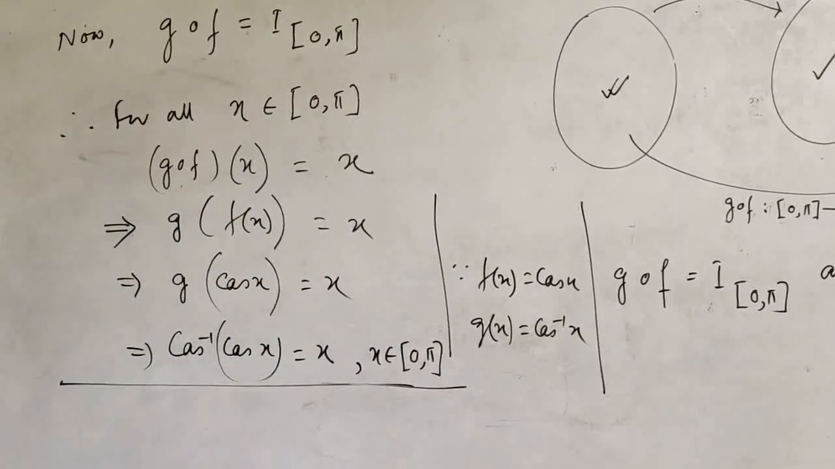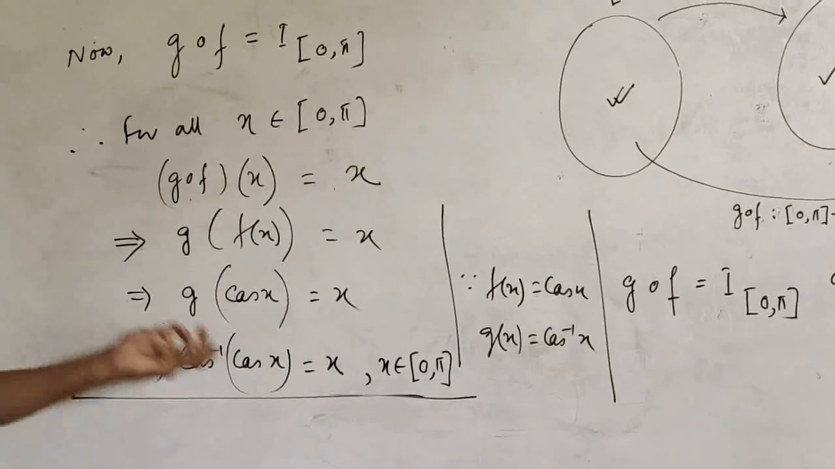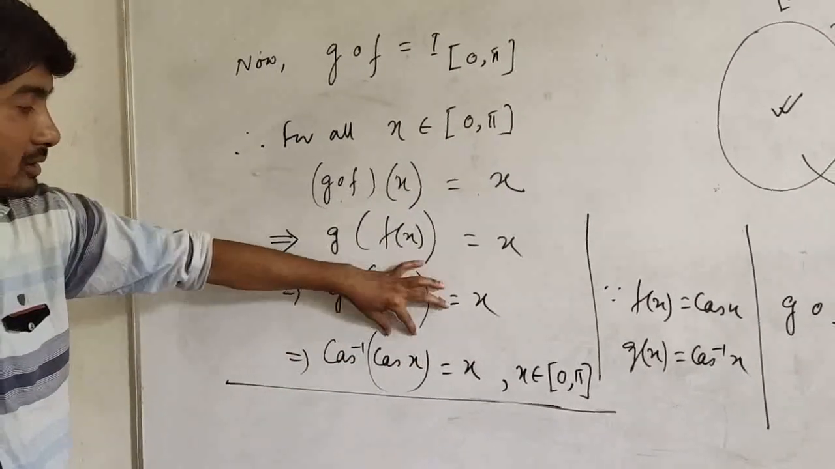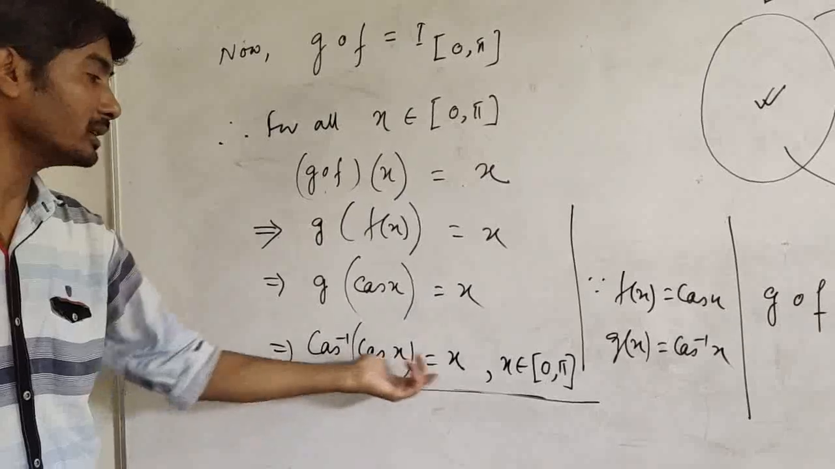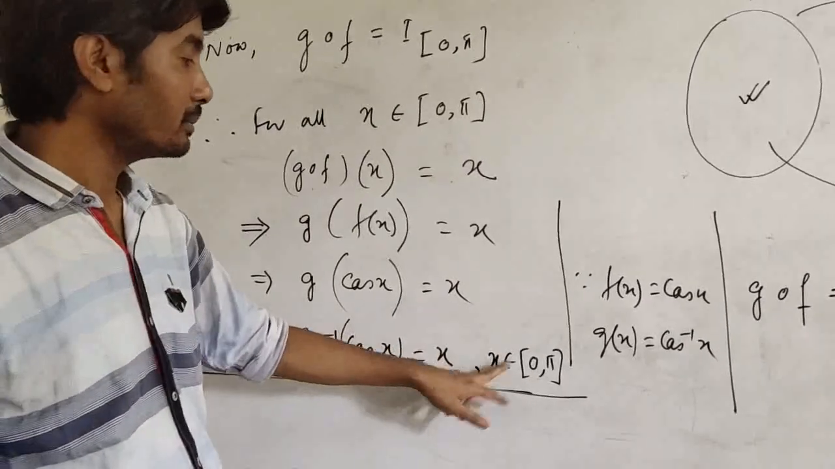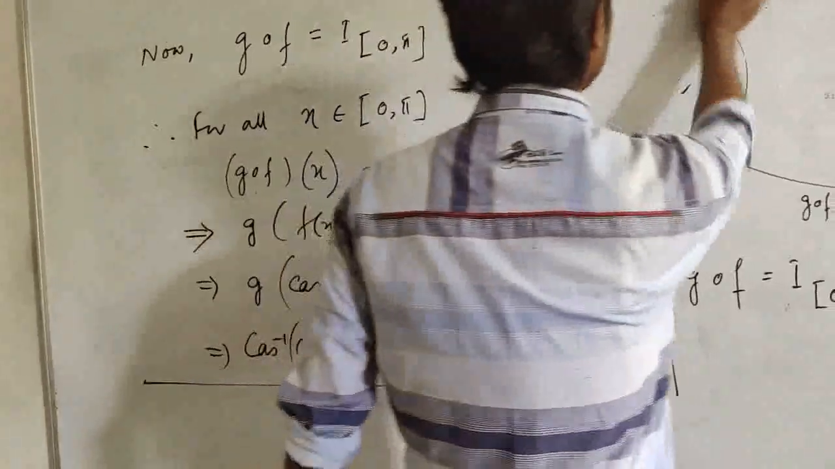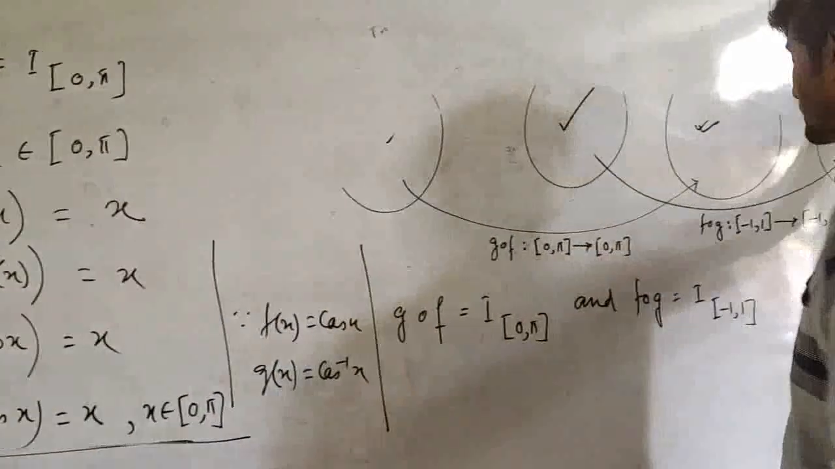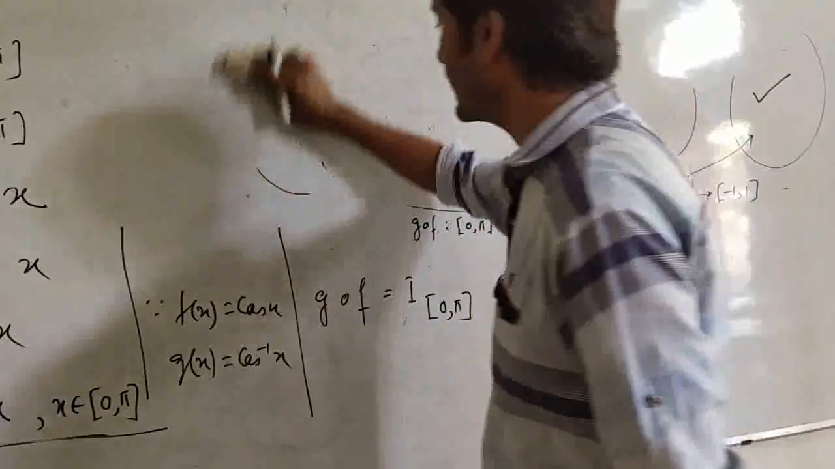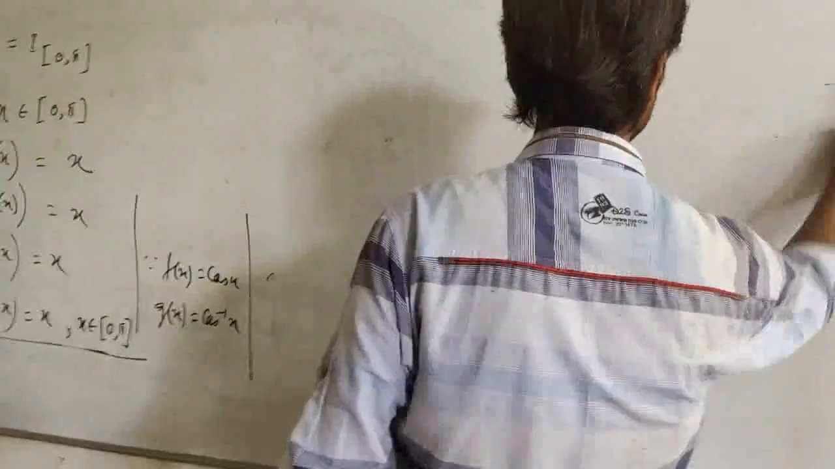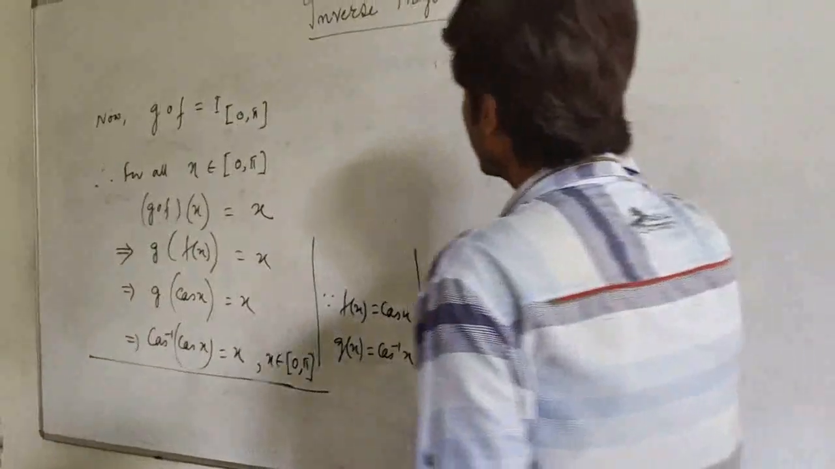So this is a very important, fundamental result in inverse trigonometric functions, that cos inverse cos x equals x. And this will be true only when x belongs to the closed interval 0 to pi. Now I want to use the second result, which is that f∘g is again the identity function. Let us see what our conclusion will be if I take that result.